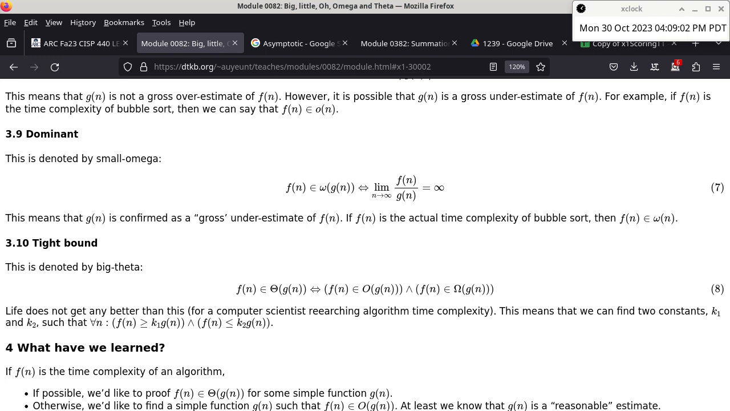So section 3.10 is actually how most people understand the big O notation. When people say the big O notation, they really mean big theta. Because the way we define big theta is, g of n is the tight bound of f of n if and only if g of n is an upper bound of f of n, and g of n is also a lower bound of f of n. So when g of n is both an upper bound and a lower bound of f of n, then we call g of n a tight bound of f of n.